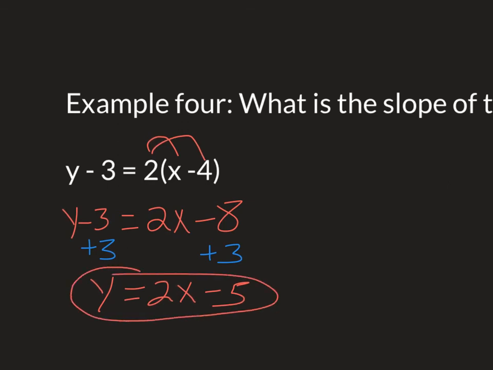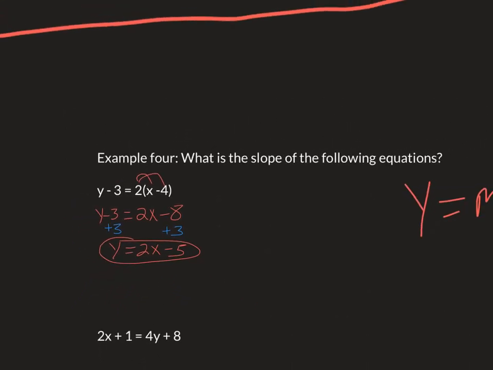Boom. But wait, are we done? No, we're not. What is it asking for? It says, hey, Mr. C, what is the slope? The slope? We know that the slope in this equation is 2. So 2 would be our answer for number 1.